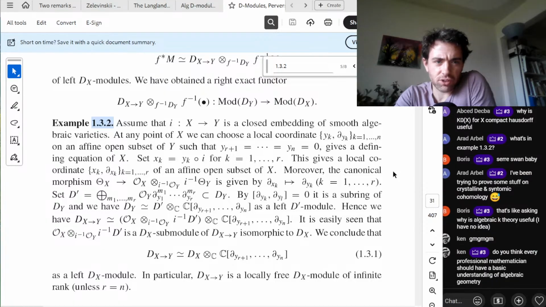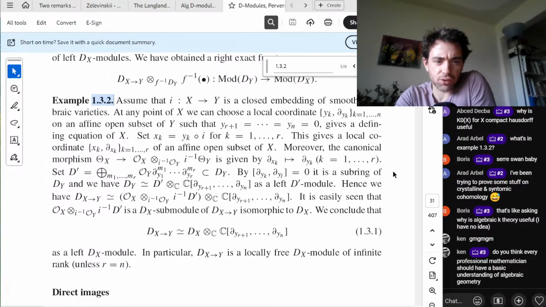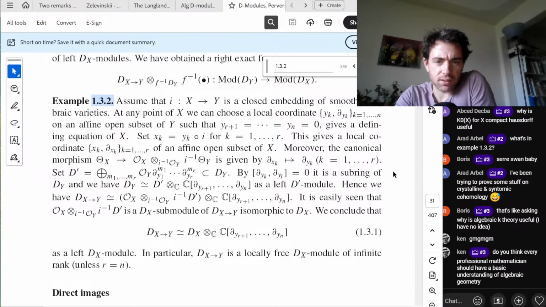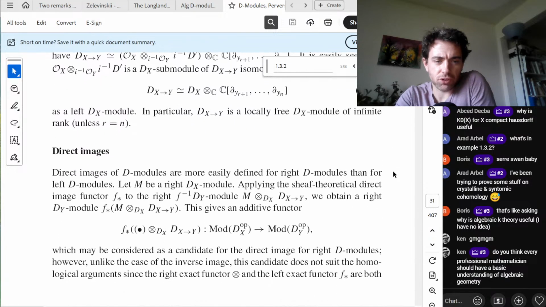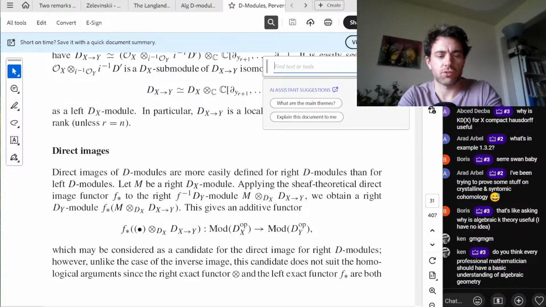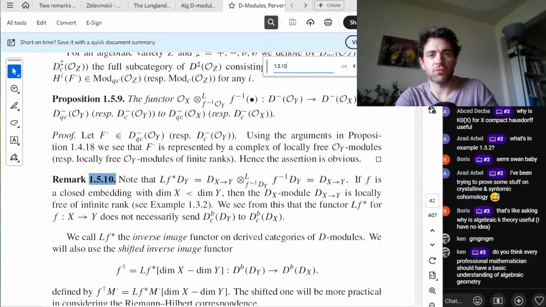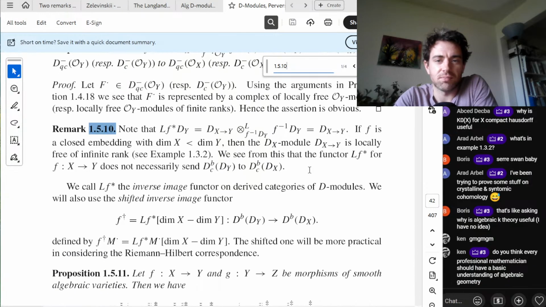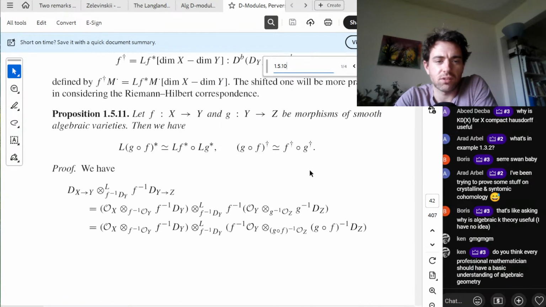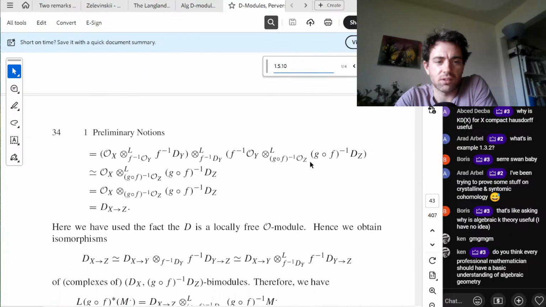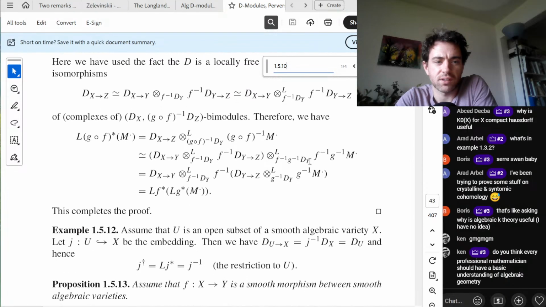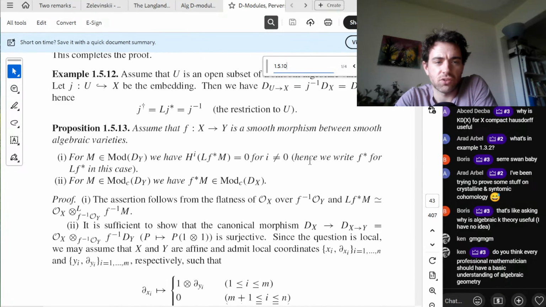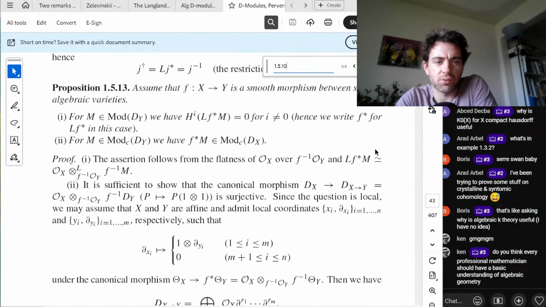Yeah, so this is just the underived case for a closed embedding. Yeah, I'm not sure. So let's go back. Where were we? 1.5 point something. Closed embedding. Still looking for something that will make my life easier with these computations.